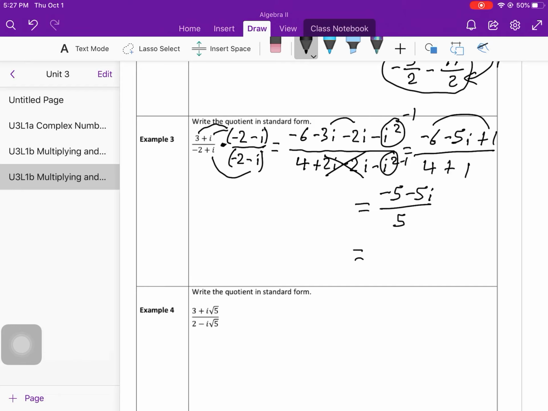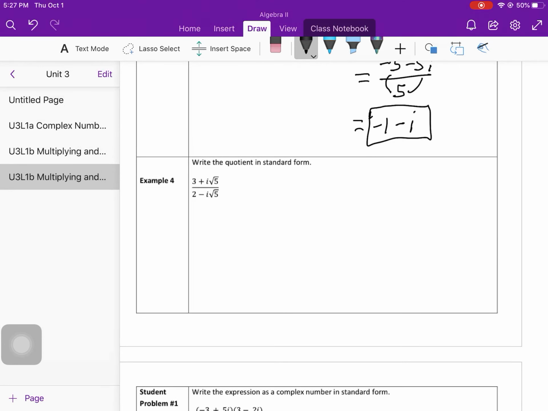Divide 5 into both terms. So 5 divided into negative 5 is negative 1, and 5 divided into negative 5i is just minus i. The 5 goes away there. So this is the simplified standard form.